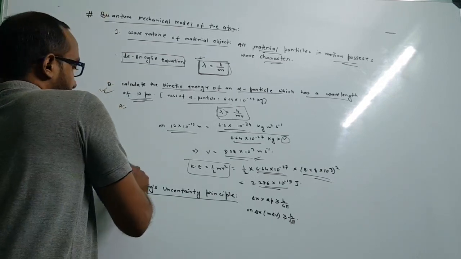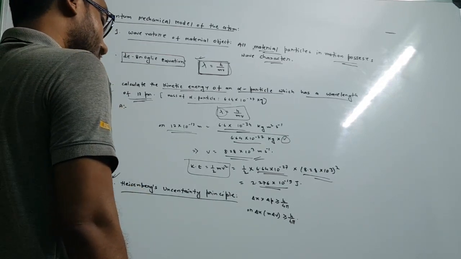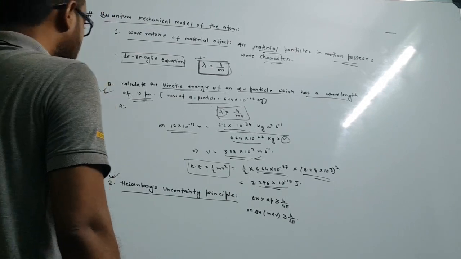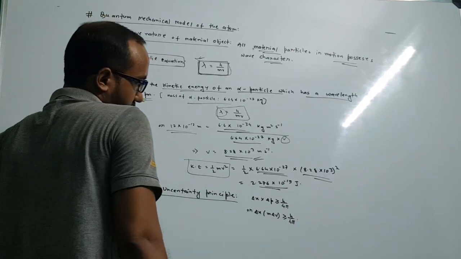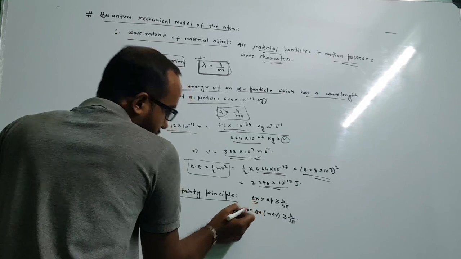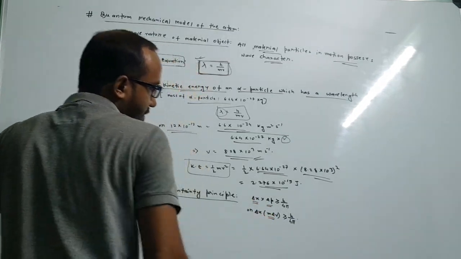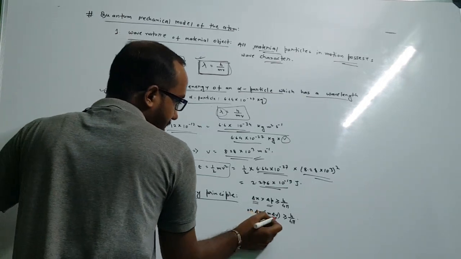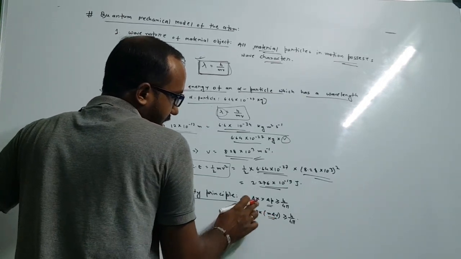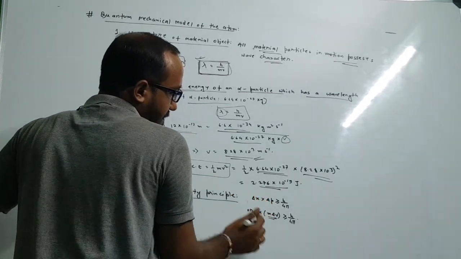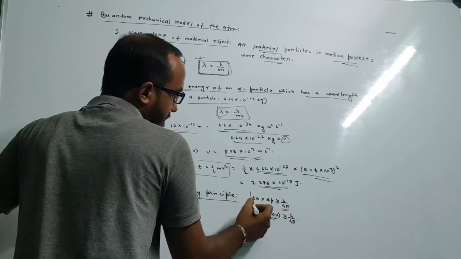Next, see the Heisenberg uncertainty principle. It is very important because Heisenberg told that the position of an electron and the momentum, which is mass into velocity, as mass is constant, so velocity can be changed. So delta x multiplied by delta p is greater than or equal to h by 4 pi.